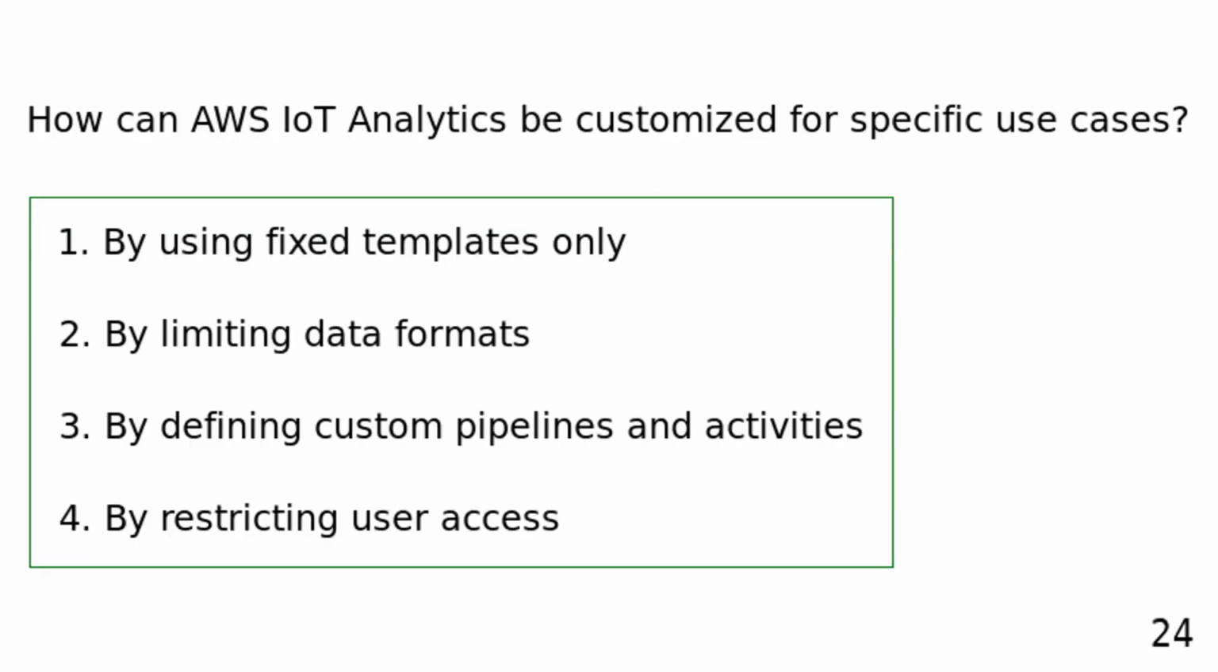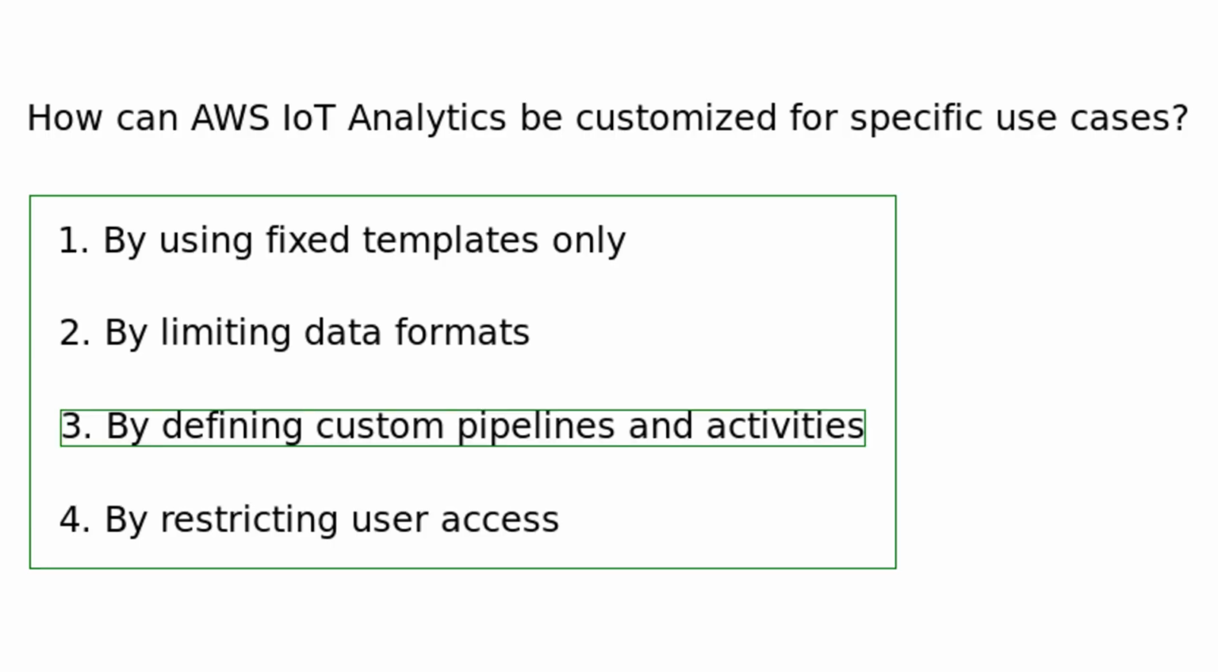How can AWS IoT Analytics be customized for specific use cases? By using fixed templates only. By limiting data formats. By defining custom pipelines and activities. By restricting user access. AWS IoT Analytics can be customized through defining custom pipelines and activities.